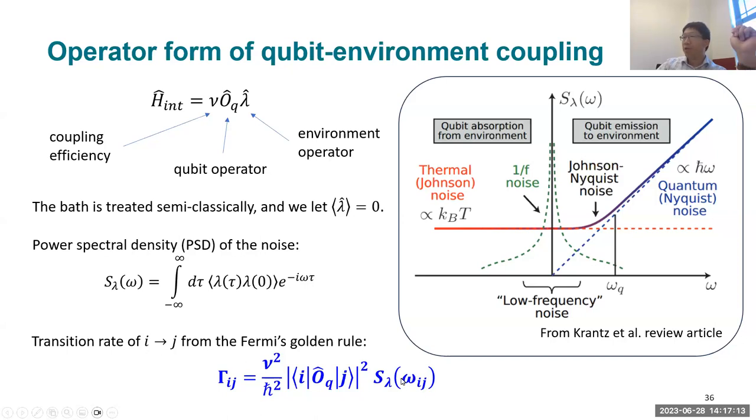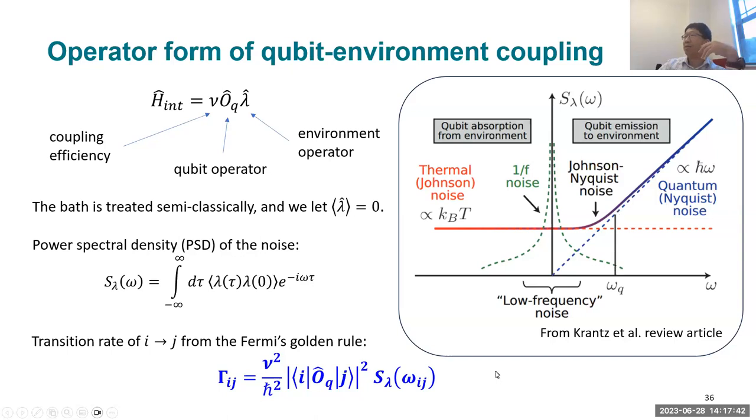So if you are analyzing a relaxation process, you care about omega ij, and if you calculate a spontaneous excitation process, you're going to care about the PSD at omega ji, which is the negative of omega ij. So this is why in this quantum noise expression, you can have asymmetric noise. So in this case, your omega Q could be positive.